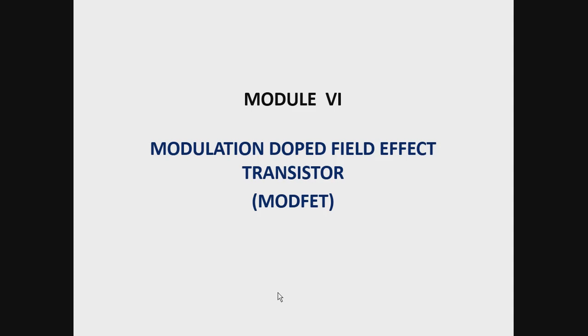The last class we have discussed about nanomaterials and its use for fabricating different kinds of devices. Today we are going to discuss some of these devices which are fabricated with 3 to 5 semiconductor materials. The first such device used in electronics is the modulation doped field effect transistor.